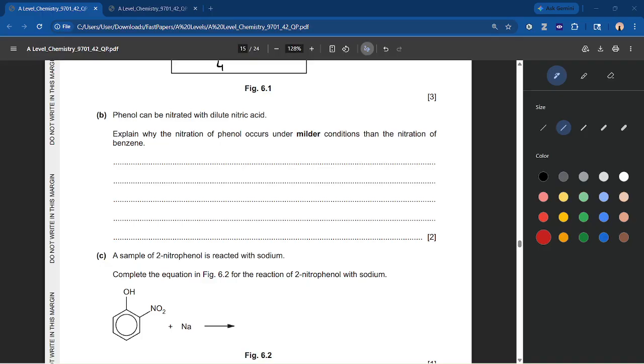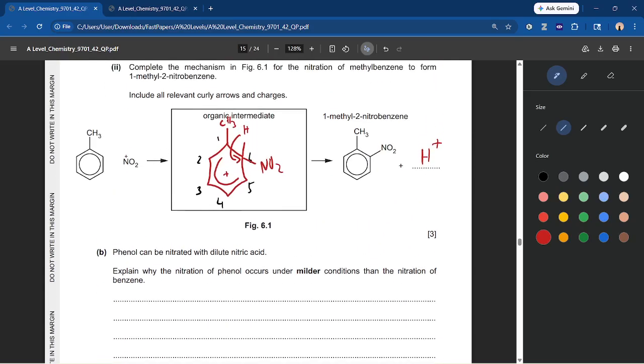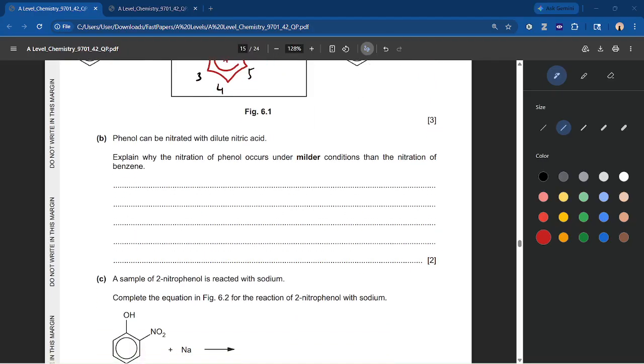Because the nitration of phenol occurs under milder conditions than the nitration of benzene. In phenol, there is a lone pair from oxygen that is delocalized and it overlaps with the ring. Whereas if you compare it with benzene, where the ring is sort of stuck over there, because this is happening in phenol, the electron density of the ring is increased. And so it's able to polarize electrophiles better.